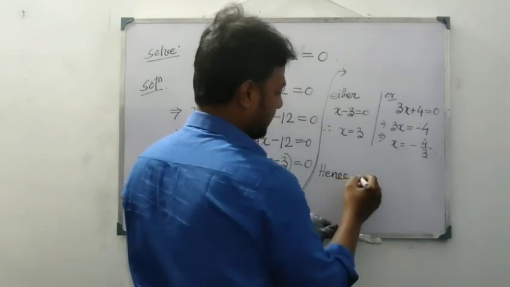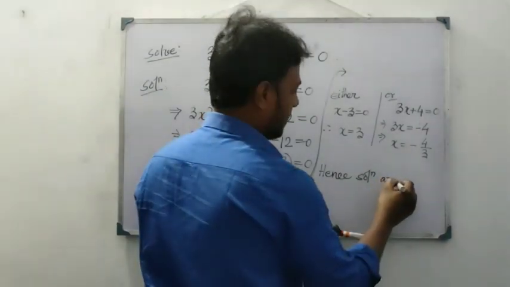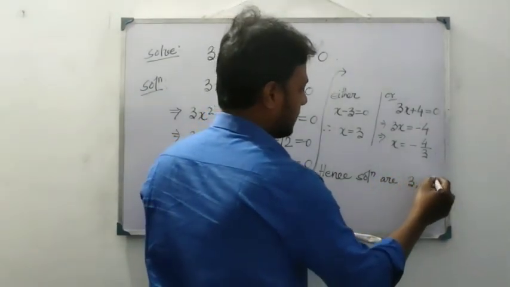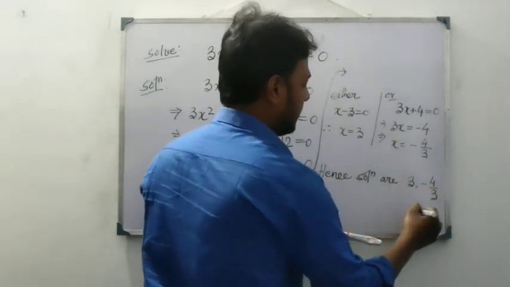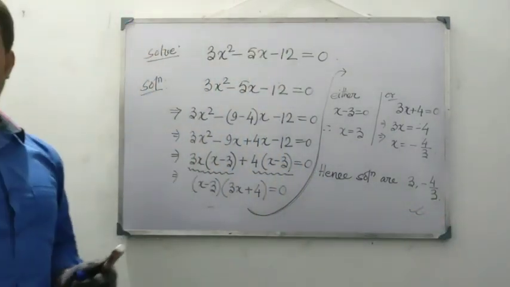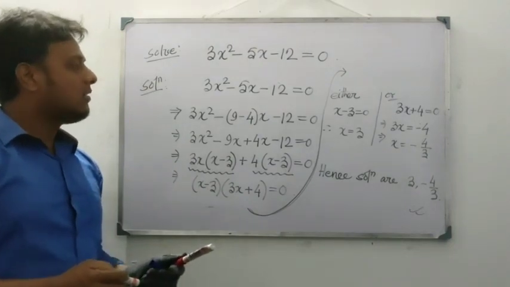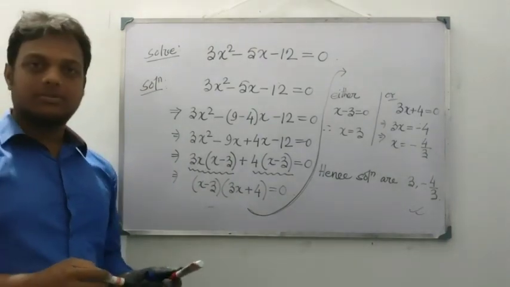Hence the solutions are 3 comma minus 4 by 3. This completes the solution. This is a very simple problem, and a very easy problem also.